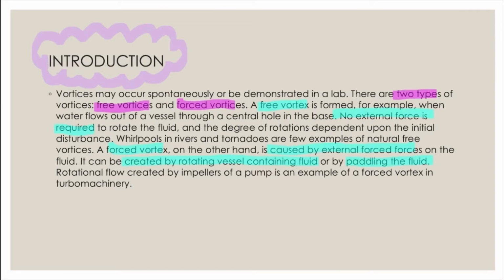Vortices may occur spontaneously or be demonstrated in a lab. There are two types of vortices, free vortices and forced vortices. A free vortex is formed, for example, when water flows out of a vessel through a central hole in the base. No external force is required to rotate the fluid, and the degree of rotation is dependent upon the initial disturbance. Whirlpools in rivers and tornadoes are a few examples of natural free vortices.